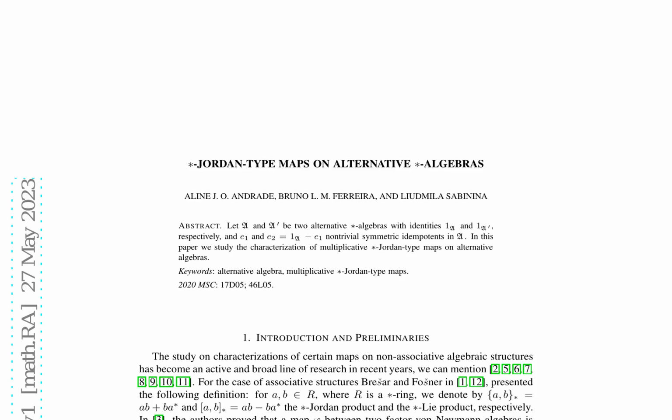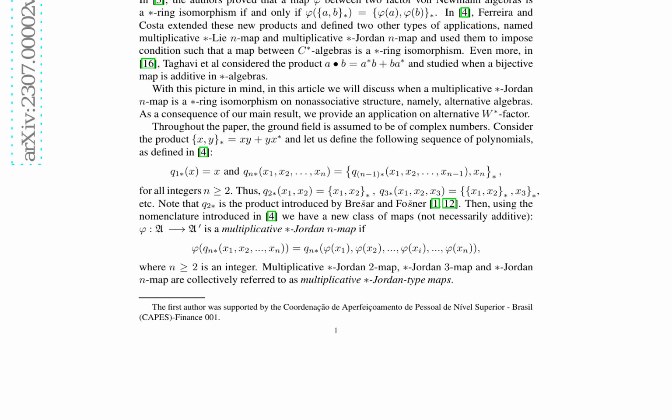The paper discusses the characterization of multiplicative *-Jordan-type maps on alternative algebras. It starts by introducing the concept of multiplicative *-Jordan-type maps, which are a class of maps that generalize the notion of *-ring isomorphisms. The authors then proceed to study these maps in the context of alternative algebras, focusing on their properties and behavior.